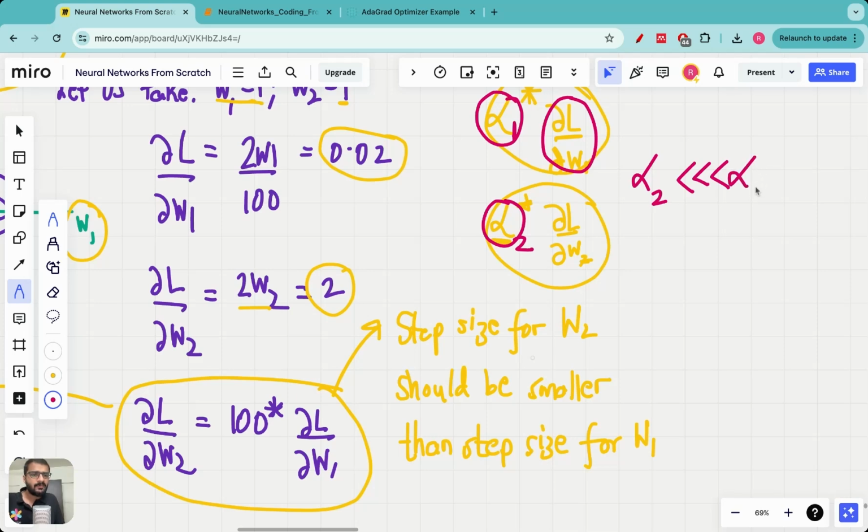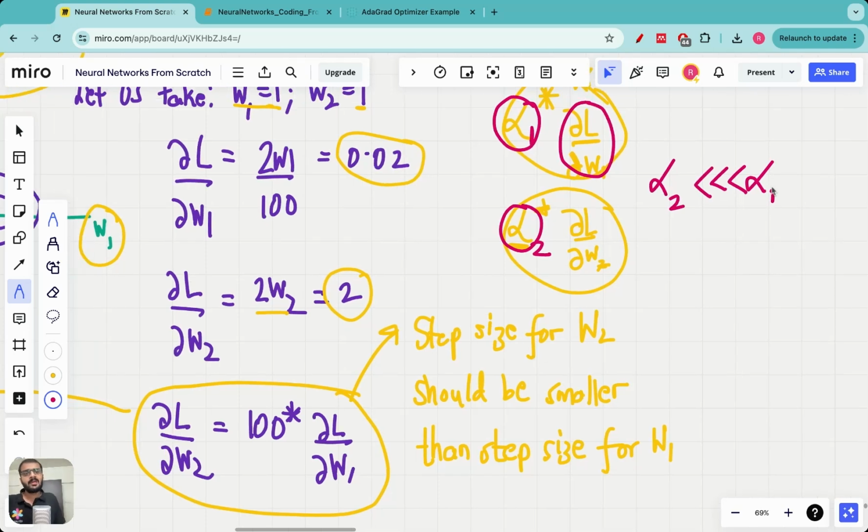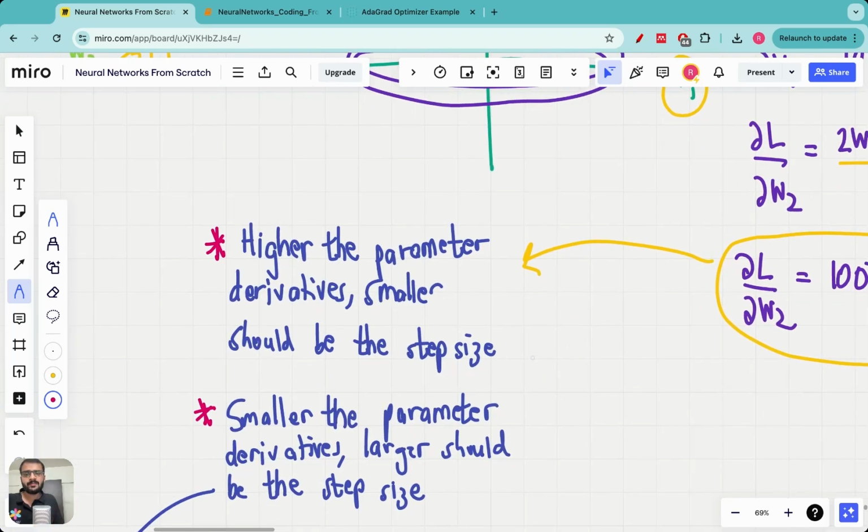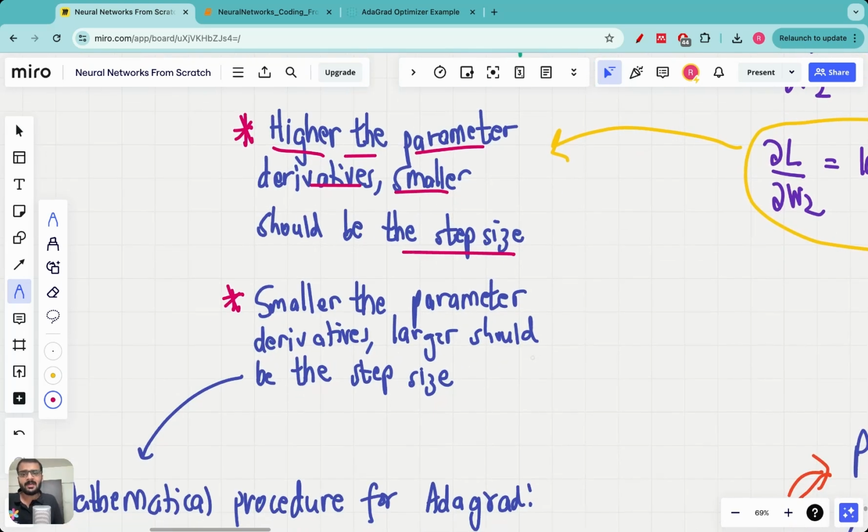So ideally we want alpha 2 to be much smaller than alpha 1, because the partial derivative of L with respect to W2 is much higher than the partial derivative of L with respect to W1. So to put it in other words, the step size for W2 should be smaller than the step size for W1. This can also be described as follows. Higher the parameter derivatives, smaller should be the step size. So if the parameter derivative is very high, the step size should be small. And if the parameter derivatives are small, then the step size should be large.